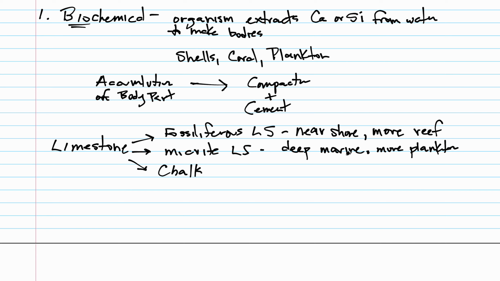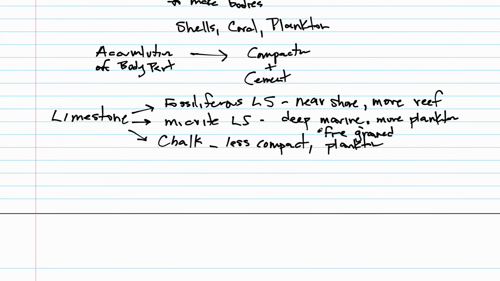With respect to deep marine, I also want you to think of the word fine-grained. In the deep marine environment, there's not big currents to carry things, whereas in the near shore, there's waves. And so fossiliferous limestones tend to have bigger particles, bigger shell pieces visible, and the micrite limestones are much more fine-grained. Now, chalk has just been less compacted. It's white, and it often is made of mostly plankton. Let me put in some pictures of these rocks.